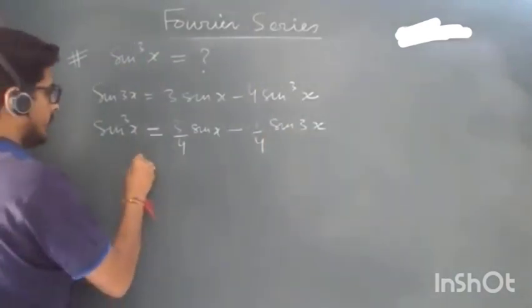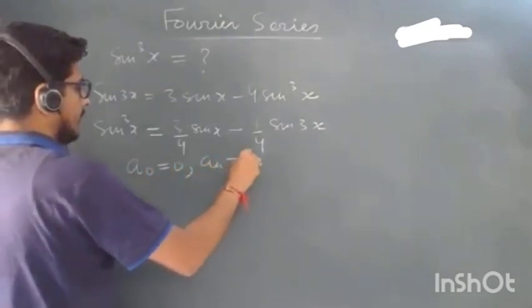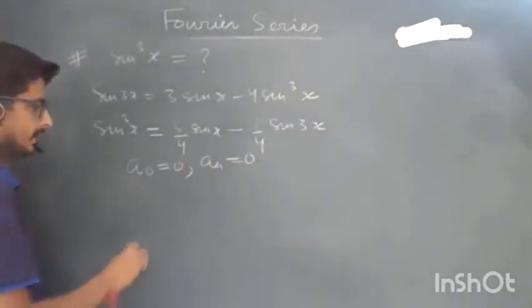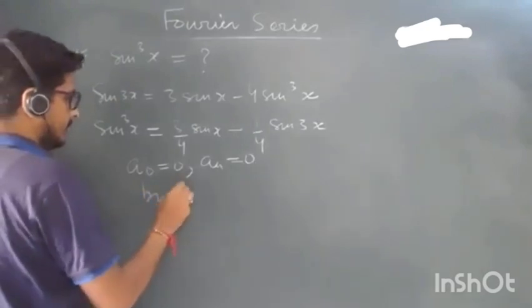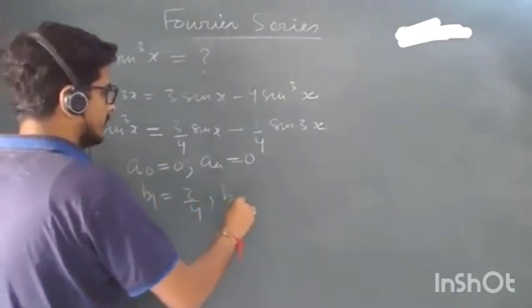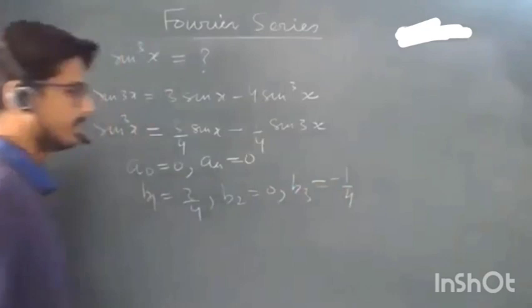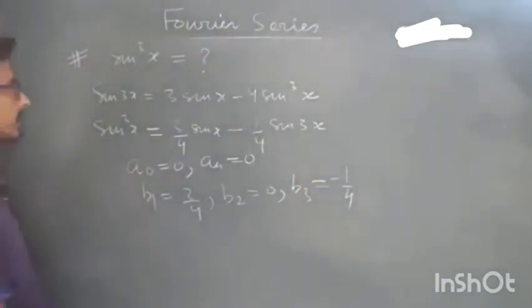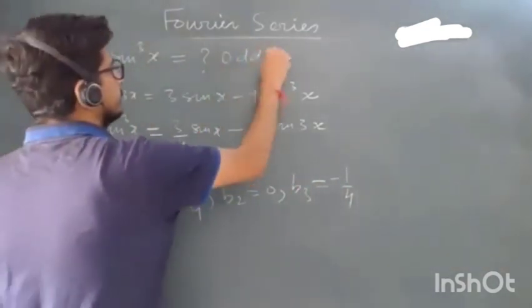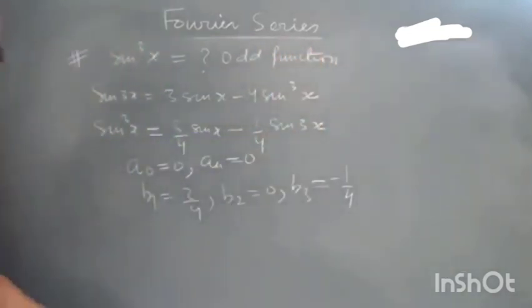So this is also a Fourier series having a naught 0, an 0, and bn: b1 is 3 by 4, b2 is 0, and b3 is minus 1 by 4. This was an odd function. So you can see these are the Fourier coefficients. So in this way, many functions.